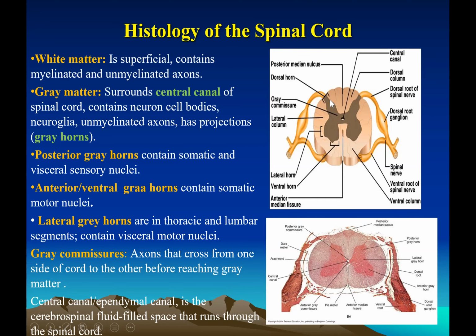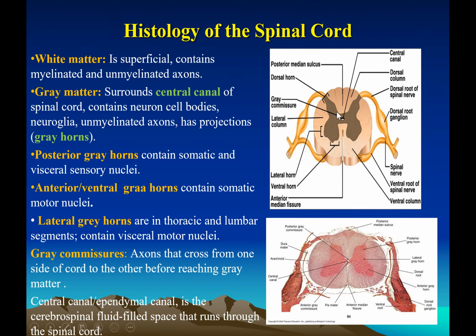So the gray matter, remember, like we studied last week, the gray color is because of the Nissl bodies, the rough endoplasmic reticulum found in the cell body, right? So here they are the neuron cell bodies. They also have neuroglia and unmyelinated neurons. These projections are called gray horns. So we have different projections.